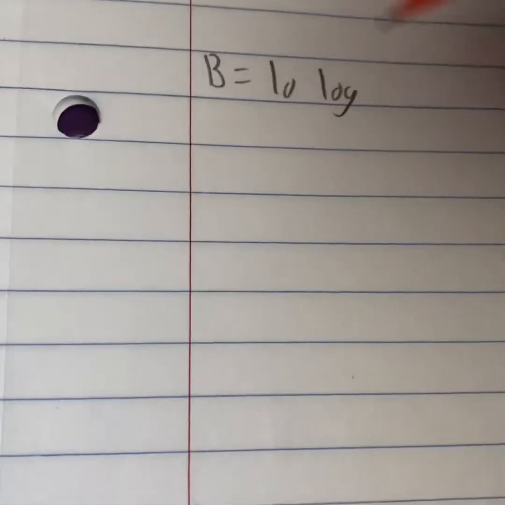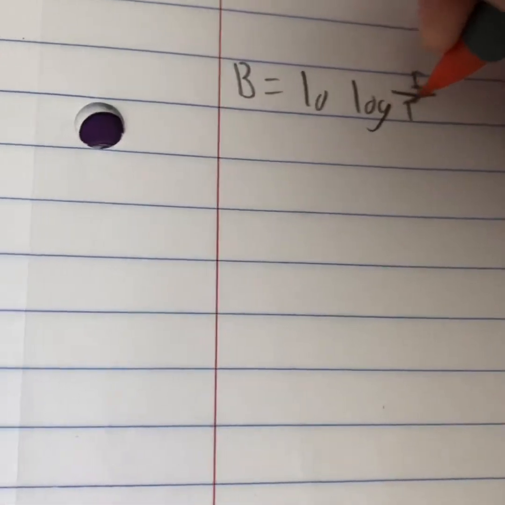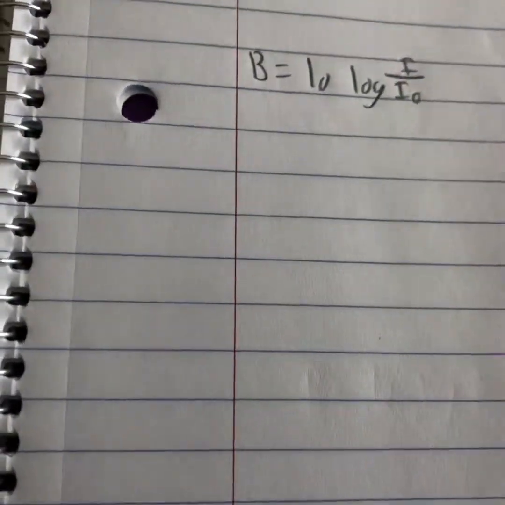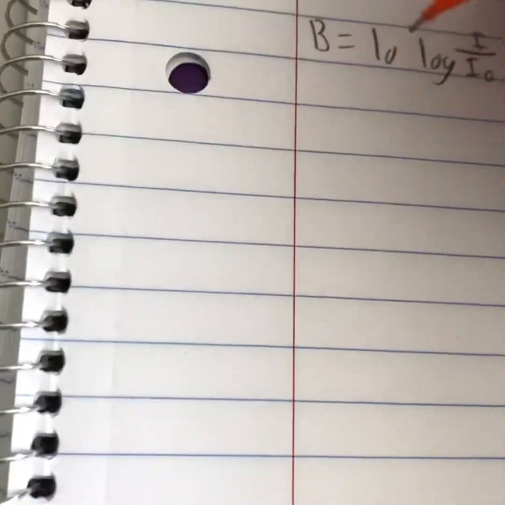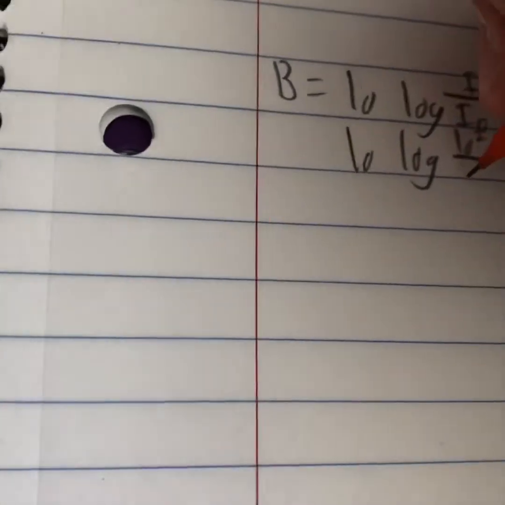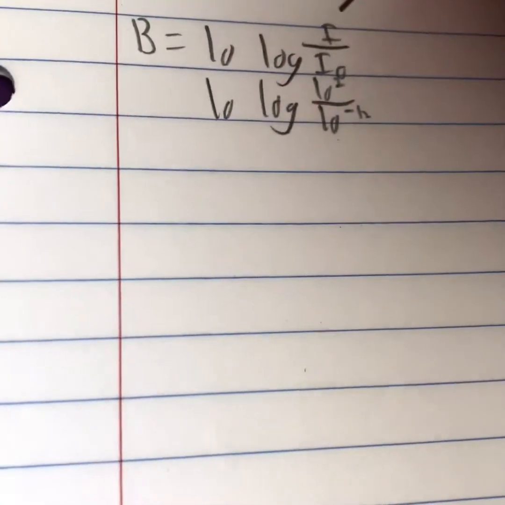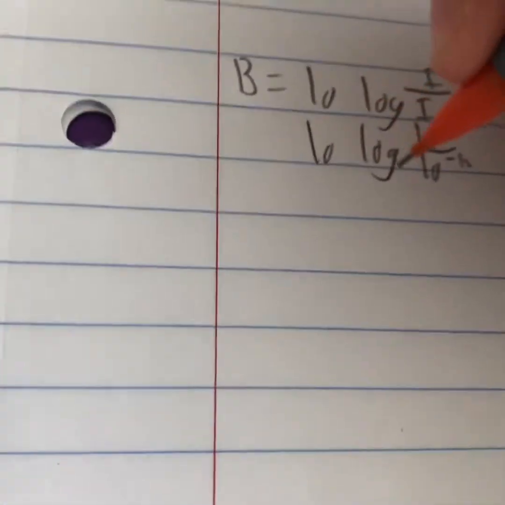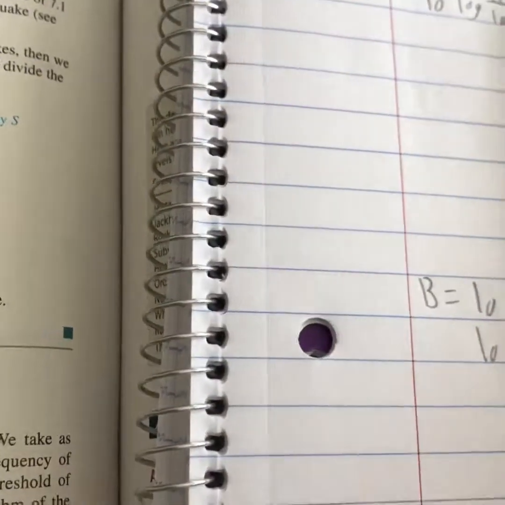So I'll show you what we're going to do. To solve this problem, we will have B equals 10 log I over I base 0, which is the standard equation. And then we'll plug in what we know, 10 log 10 squared over 10 to the negative 12, which is the standard reference intensity. And then let's put that in our calculator.